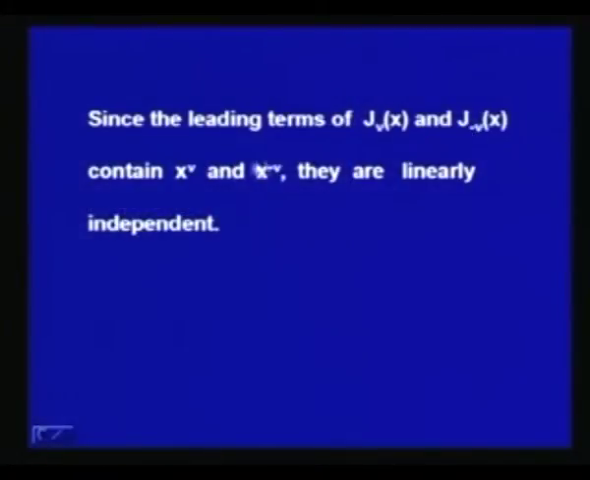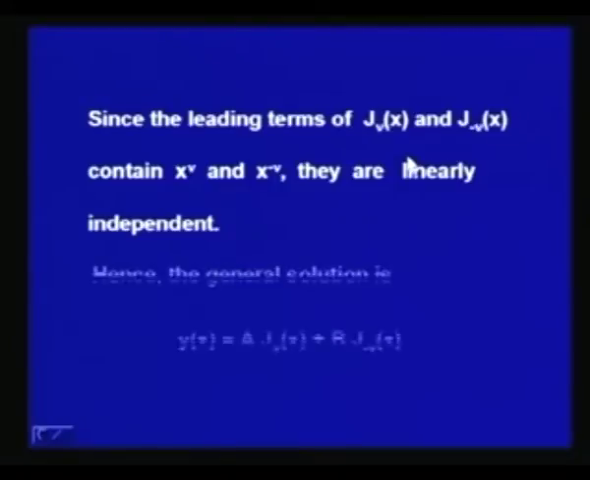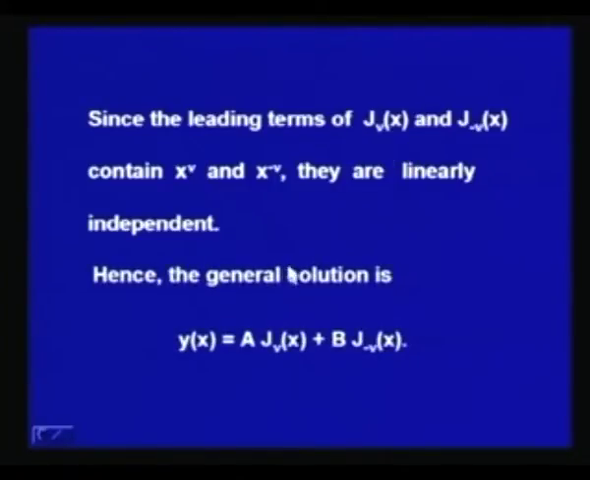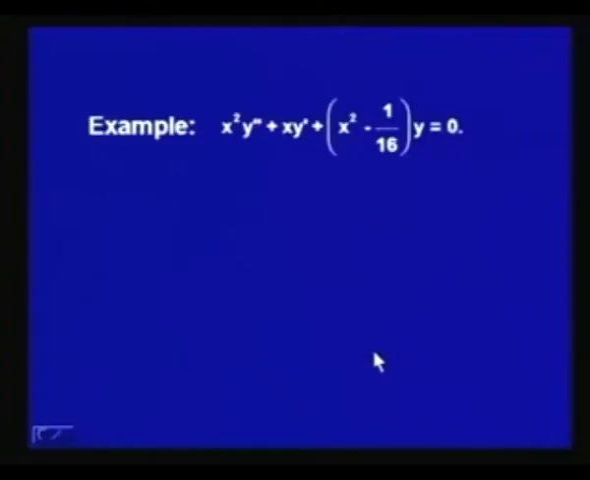Now, in the expressions for J nu x and J minus nu x, we can see that the leading terms contain x to the power nu and x to the power minus nu. Therefore, the two solutions J nu x and J minus nu x of the Bessel's equation are linearly independent. That is, one is not a scalar multiple of the other, and hence we can write the general solution of the Bessel's equation for the case where nu is not an integer as y x equal to a times J nu x plus b times J minus nu x.